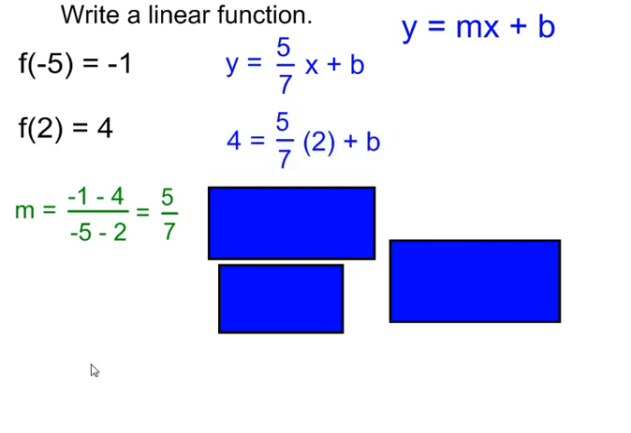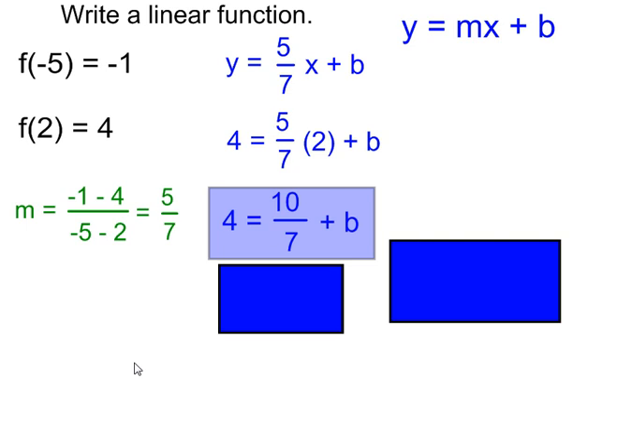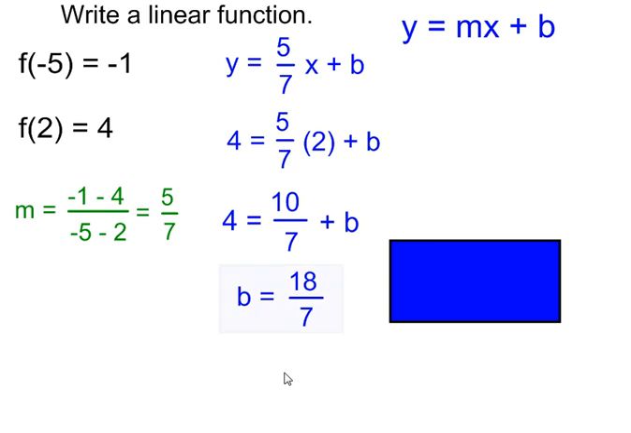I chose 2 and 4. Probably just because they are positive. I don't like to use negatives if I don't have to. So I plugged in 4 for my y, plugged in 2 for my x. Now what I'm going to do is solve for b. First thing, 4 equals 10 over 7 plus b. So next step, subtract 10 over 7, which is going to be 18 over 7.